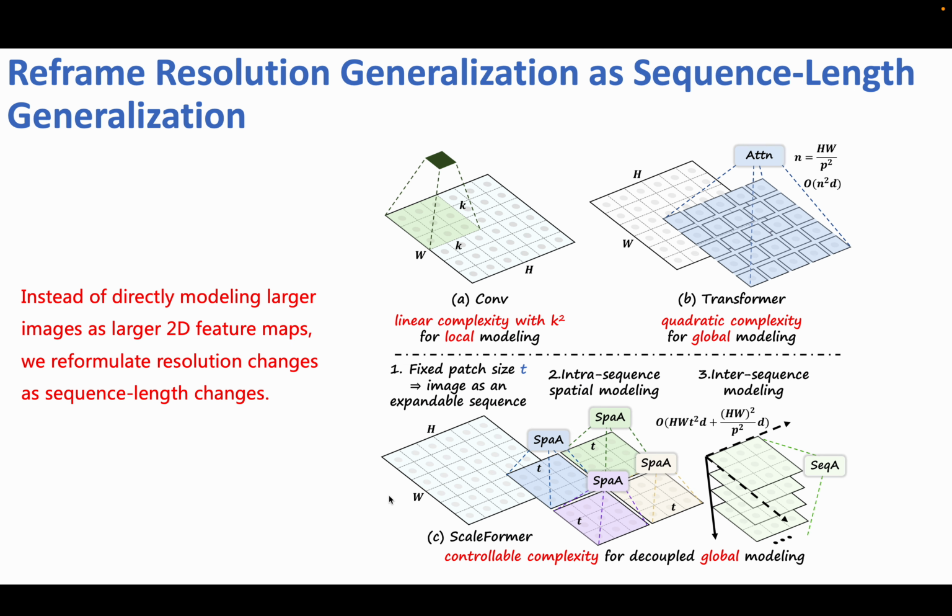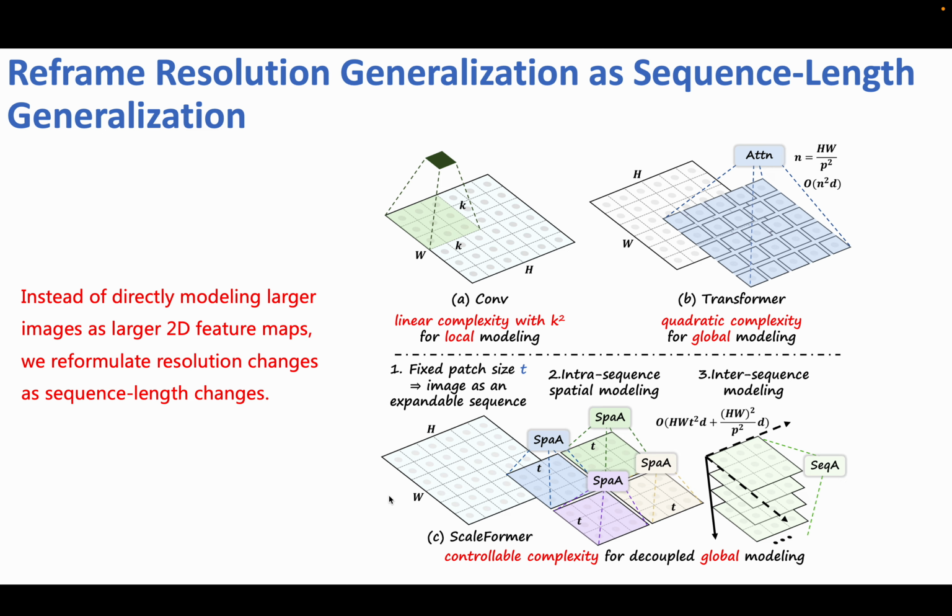The key idea of ScaleFormer is simple. Instead of directly modeling larger images as larger 2D feature maps, we reformulate resolution changes as sequence length changes. Each local patch keeps a fixed spatial size, so its local statistics remain stable. When the input image becomes larger, only the number of patches, or the sequence length, increases. This allows the model to separately learn spatial structures within each patch and scale-aware dependencies across patches.